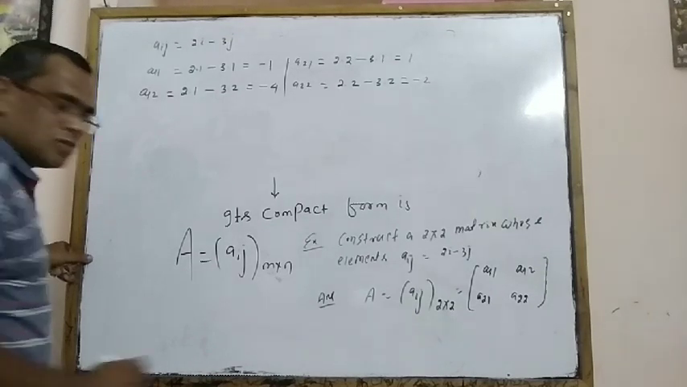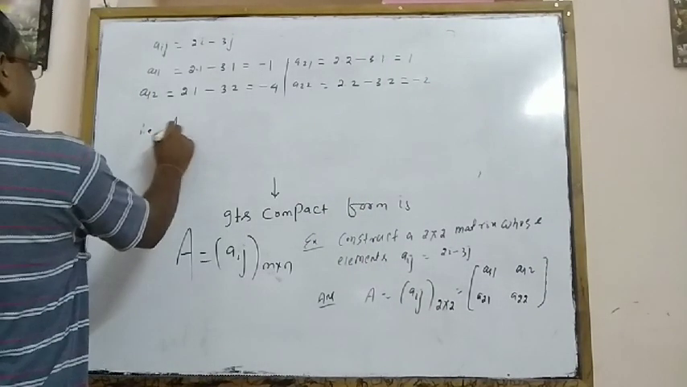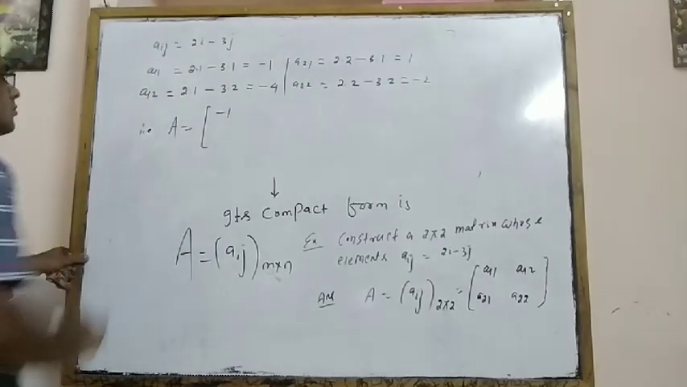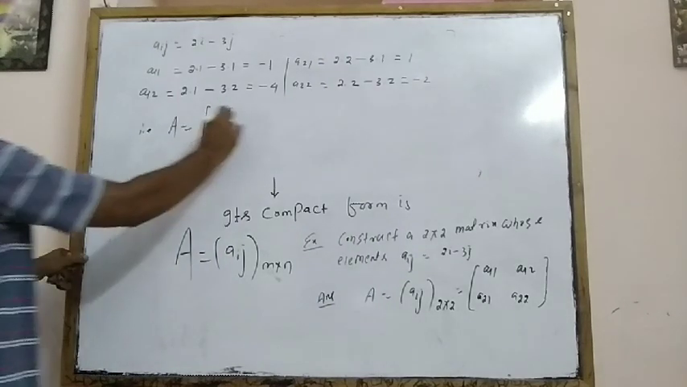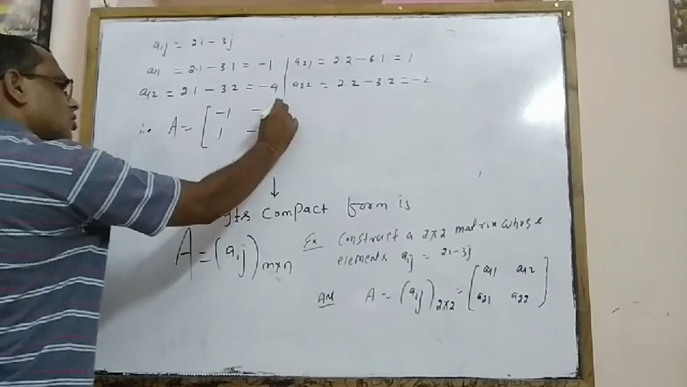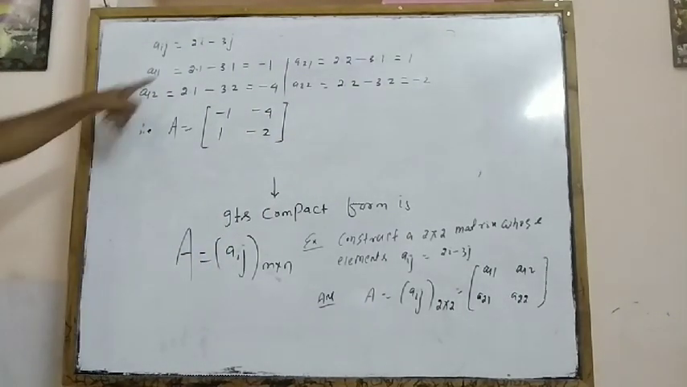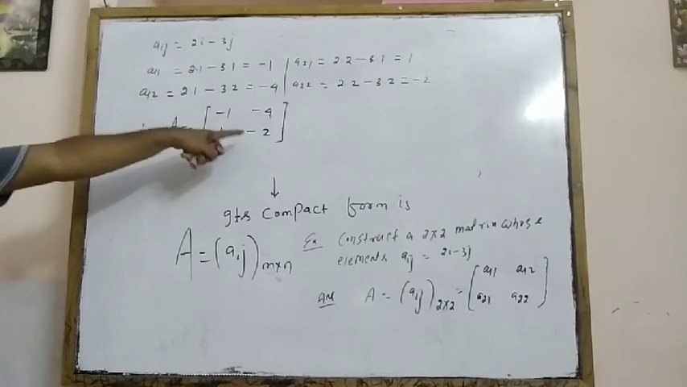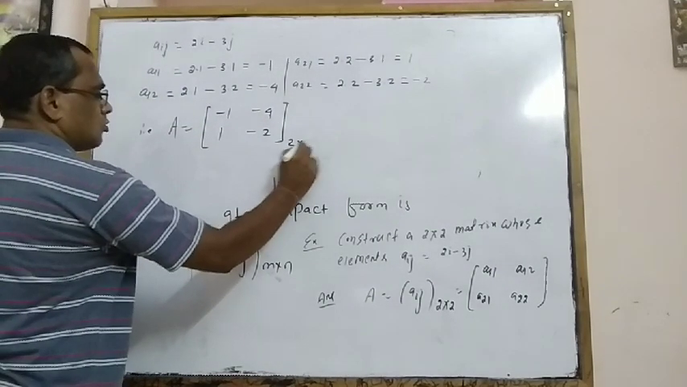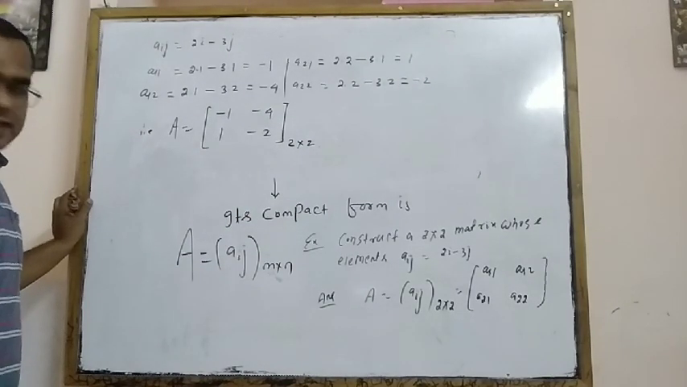So capital A is equal to: A11 means minus 1, A12 means minus 4, then A21 is 1 and A22 is minus 2. So in this way, we can construct the matrix.